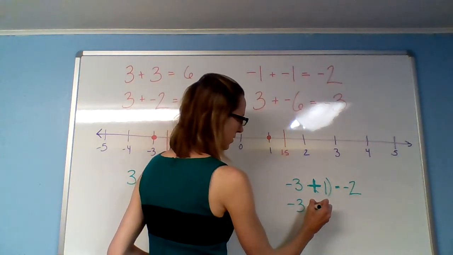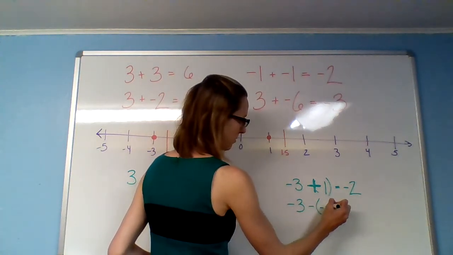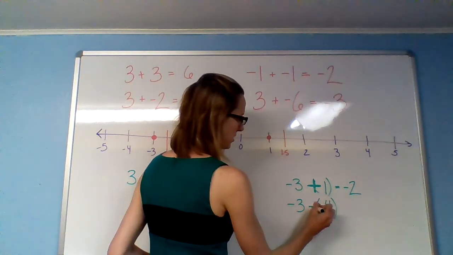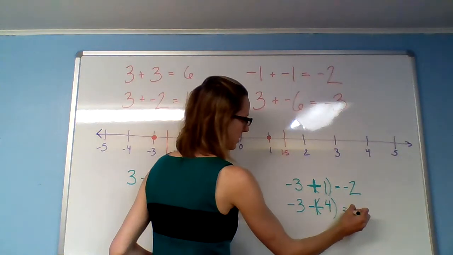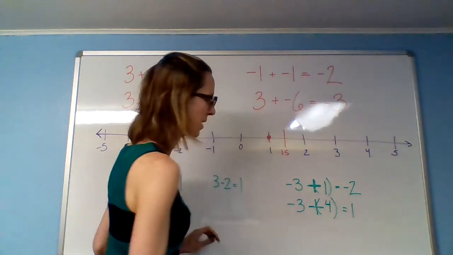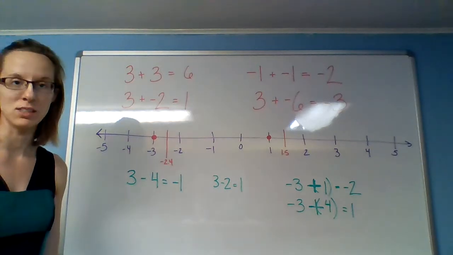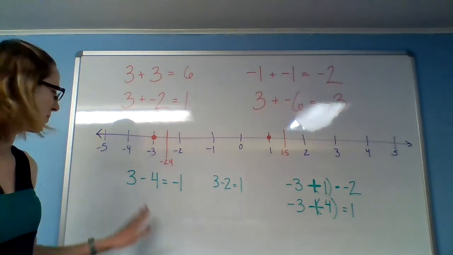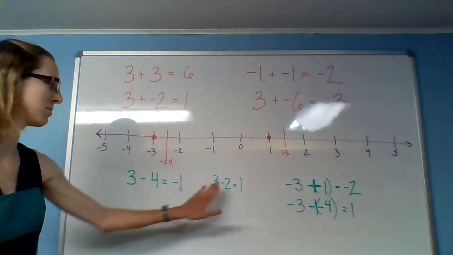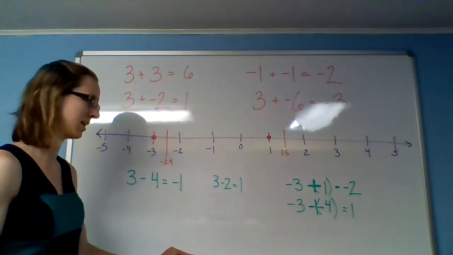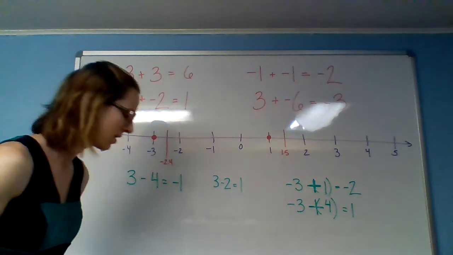A negative minus a really big negative, minus becomes plus, so that becomes positive. So no hard fast rules for subtraction. So in subtraction, a positive minus a positive could either be negative or positive, and a negative minus a negative could either be negative or positive.